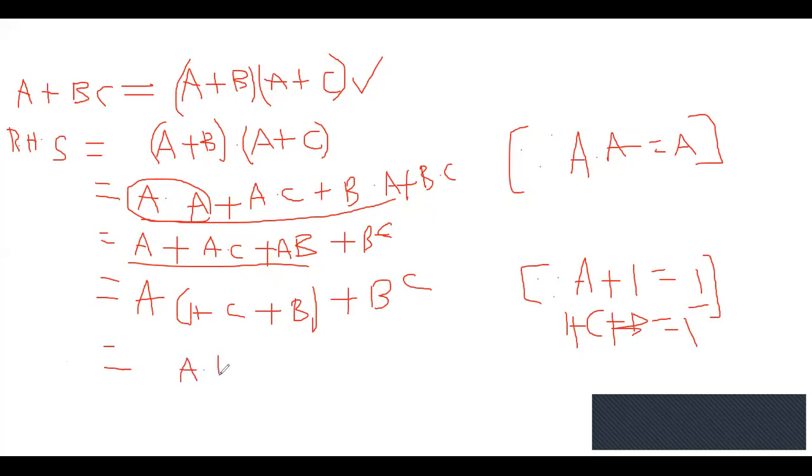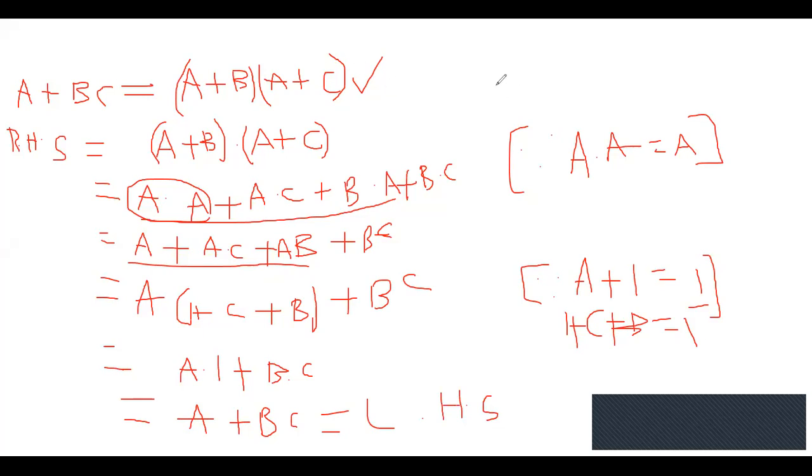A dot 1, instead of 1 plus C plus B, we are taking 1, plus B dot C. A dot 1 means A, plus B dot C means BC. Do you understand how to simplify and how to justify this? This is equal to LHS.